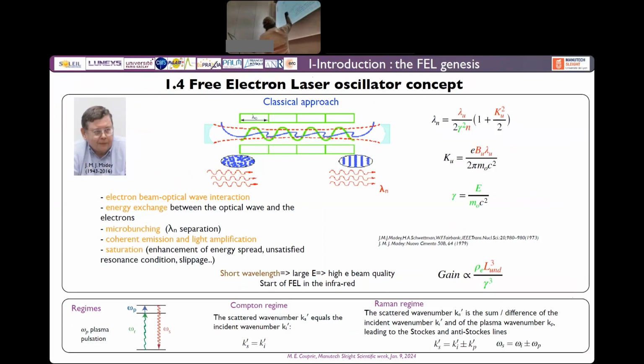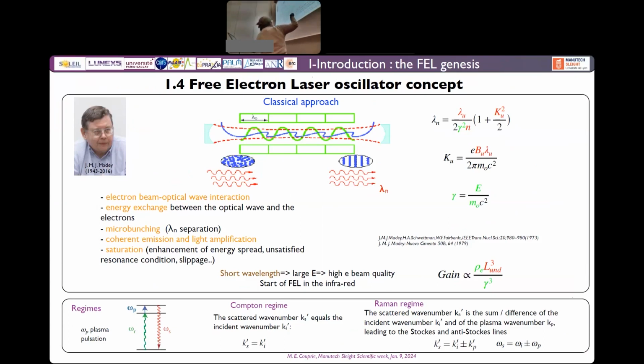And then with the multipass operation, we can have light amplification, and saturation can take place because we are enlarging the energy spread. And we are also decreasing a bit the electron beam energy because we are taking kinetic energy from the electrons to the optical wave. So at the end, the resonance condition is no more valid.